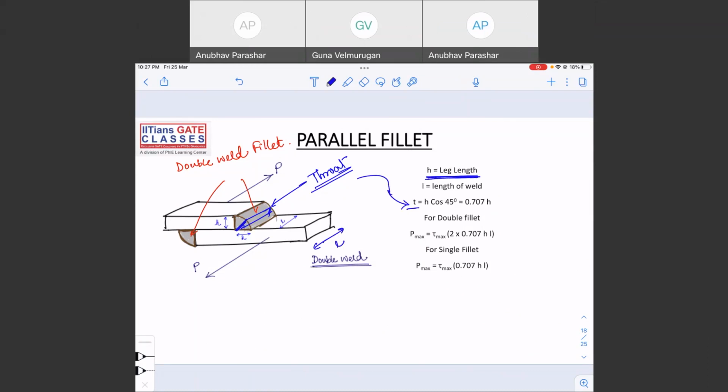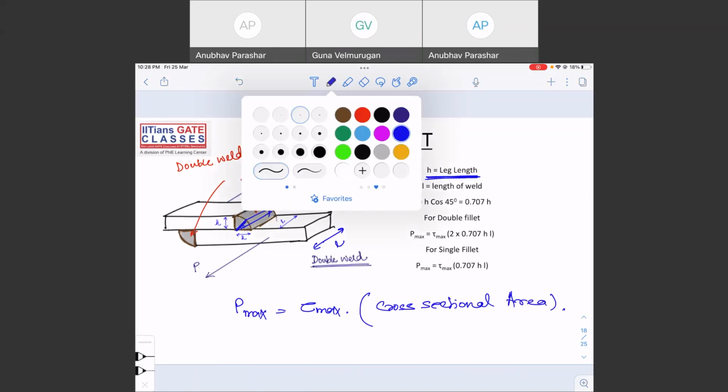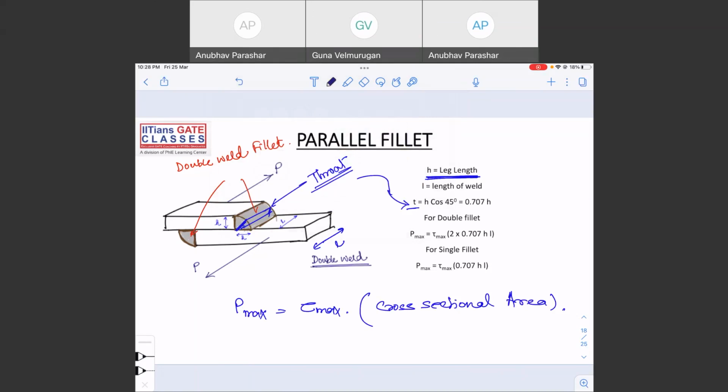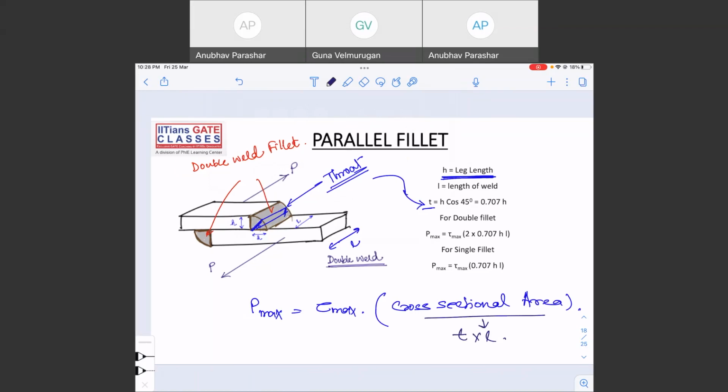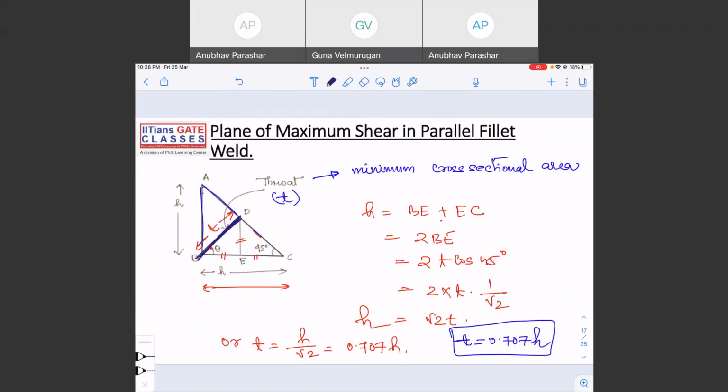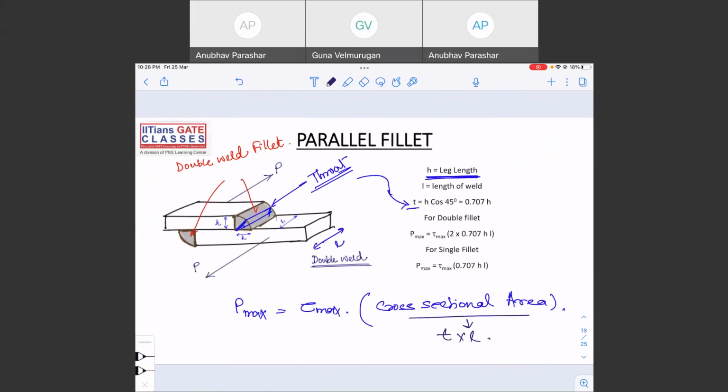So for a single fillet, what will be the maximum amount of force that can be applied? P max is equal to, because the parallel fillet will fail because of shear, tau max into the cross-sectional area. So what is the cross-sectional area? The cross-sectional area is equal to throat multiplied by the length of the weld, isn't it? Minimum cross-sectional area. So it is better to say minimum cross-sectional area instead of just cross-sectional area.